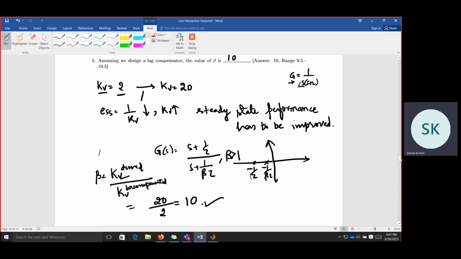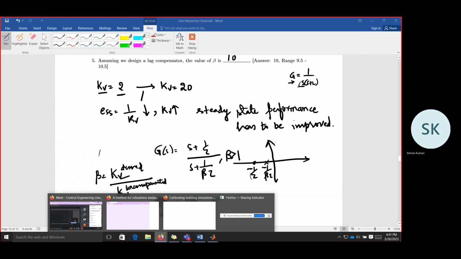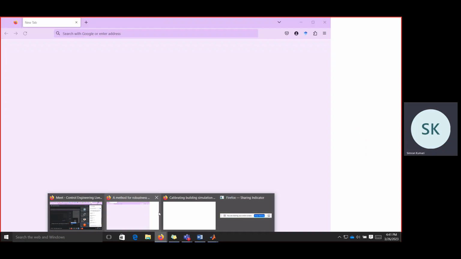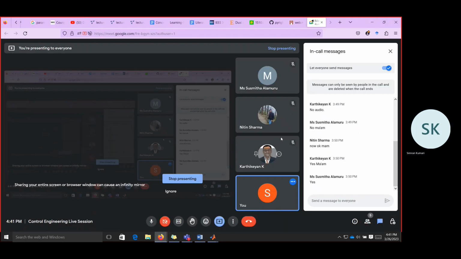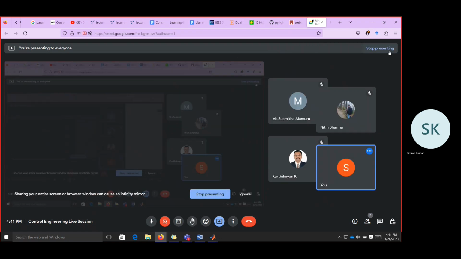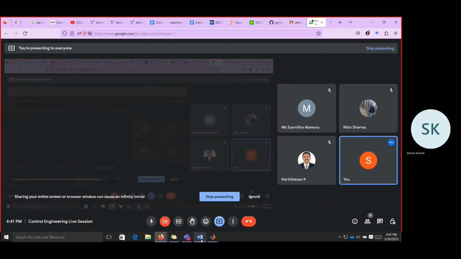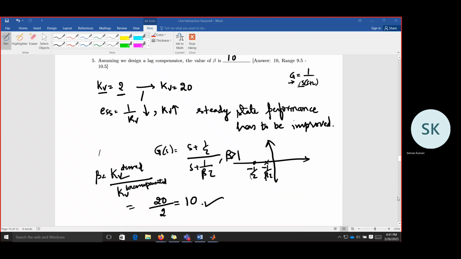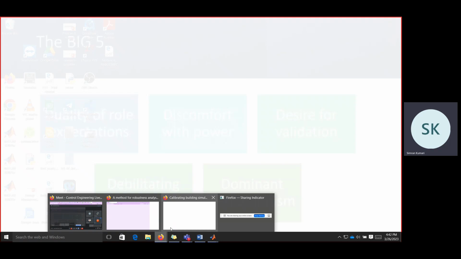Do you have any doubt in these questions? Any concept related to compensator design using root locus, or any simulation using MATLAB? Is there any difficulty? My voice is audible, no? Okay, then I think if you don't have any doubt, then we can conclude this session.